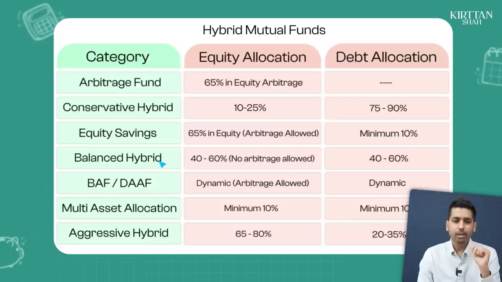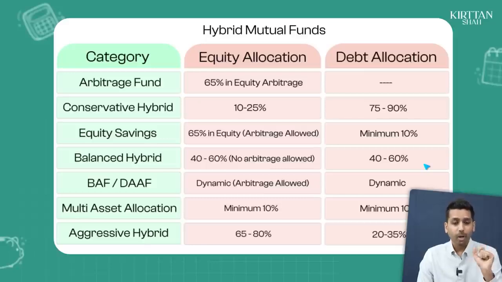The fourth, if you see, is something called the balanced hybrid. Balanced, like the name suggests: 40 to 60% of the money will be in equity and 40 to 60% of the money will be in fixed income. But here, when I say 40 to 60% of the money will be in equity, no arbitrage is allowed, which means when you invest in this particular product, they will actually invest 40 to 60% of your money in pure equity, not arbitrage. So this is actually riskier than most other products that we've spoken about so far. So it is riskier than the equity savings, and it is riskier than the conservative hybrid as well as the arbitrage fund.